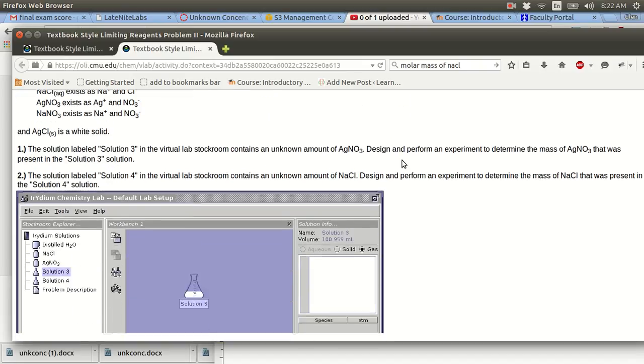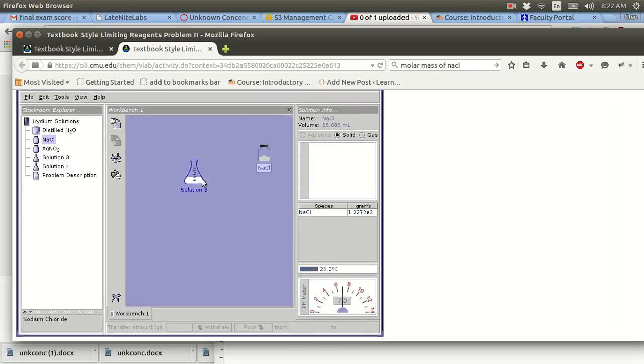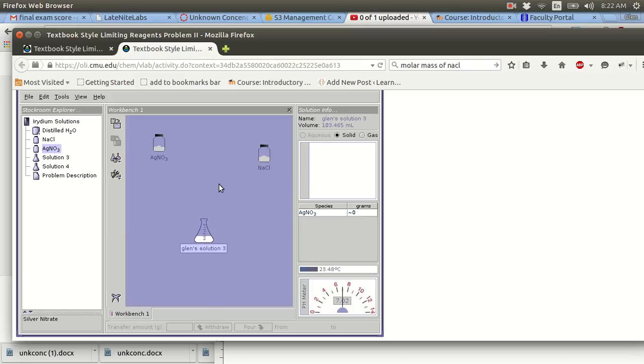I mean, I can go here and I can add NaCl in order to form AgCl. Here, let me show you. Before I do that, though, let me change the numbers so that my work does not become your work. So I will just add some random amount of AgNO3 there. Okay, so here I have Glenn's solution 3. Okay, Glenn's solution 3 is not the same as your solution 3. Okay, now I'm going to add some NaCl here.